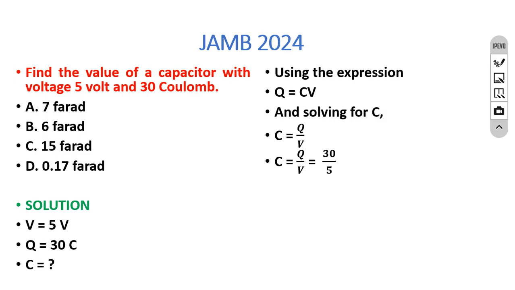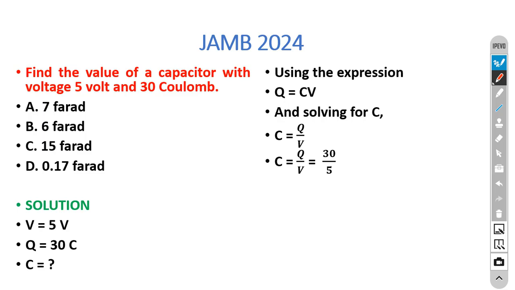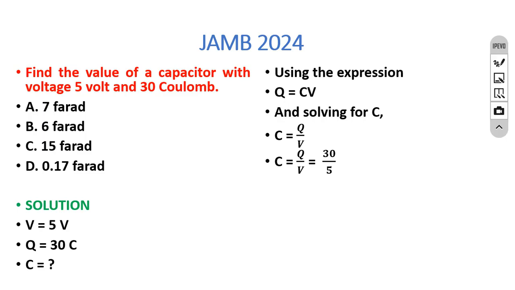Of course, we know that 5 into 30 is 6. Let me erase this. So that's the final answer, and of course you can see that option B is the correct option.